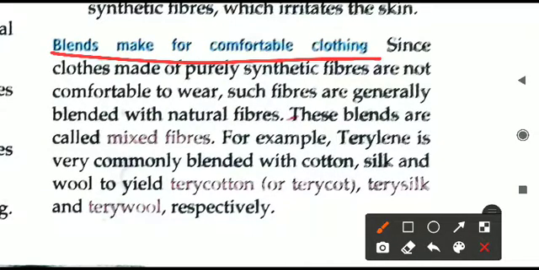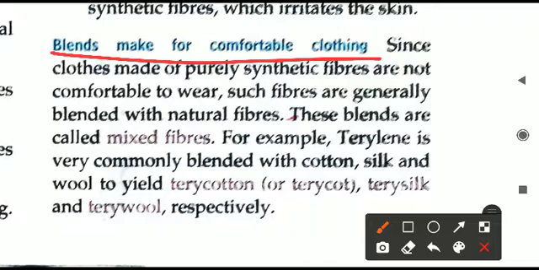Blends make for comfortable clothing. So what is suggested here? Artificial clothes have their own advantages and disadvantages. Same way, natural fibers also have their own advantages and disadvantages. The best way to have different clothes in our daily use is to make blends.